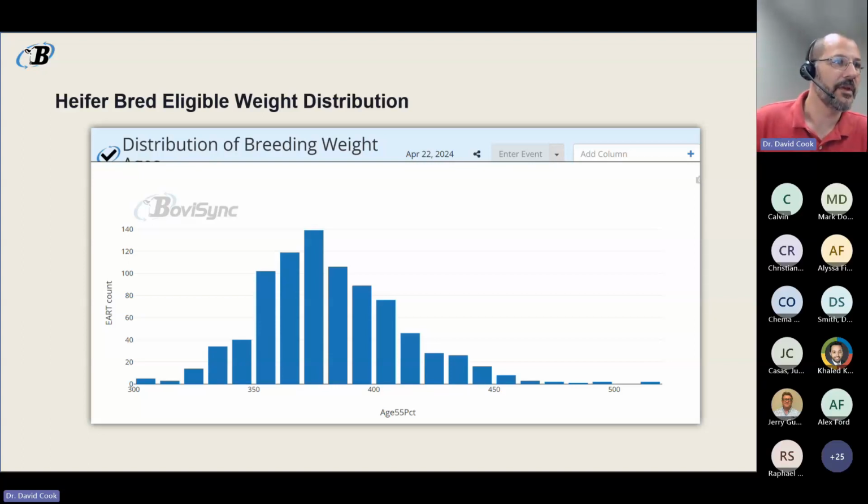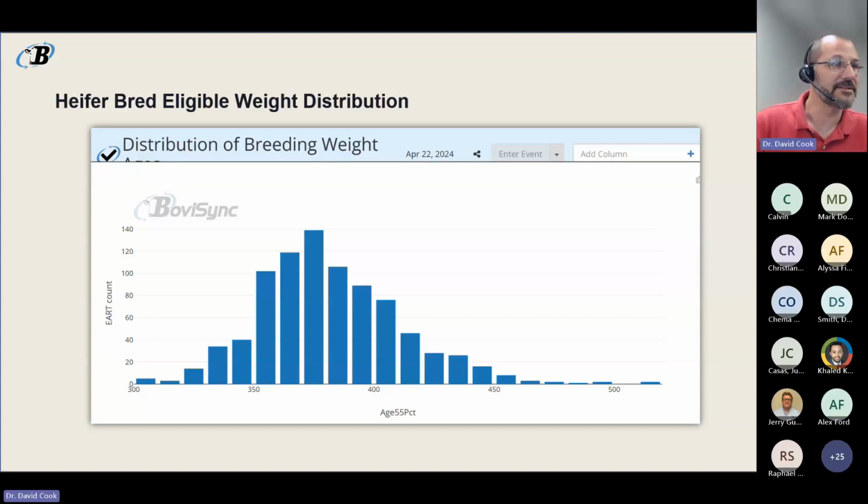A couple of ways that you can use this to make improvements in repro: there's definitely got to be some type of a minimum age that we're doing, because they have to get to a certain frame size. But then beyond that frame size, if they have the frame and now they've achieved the weight, we can breed them sooner. And so you could set up systems where it'll automatically move them into the AI pens or pre-AI lines based on the age at 55%.